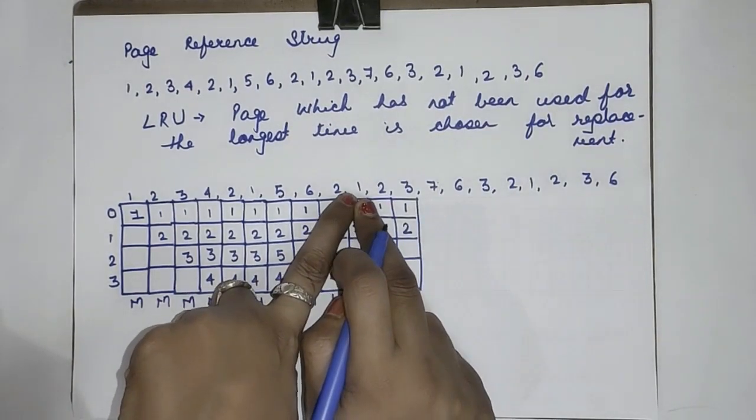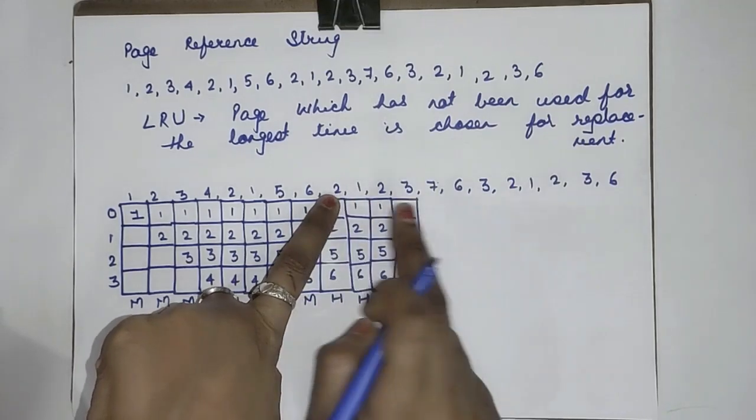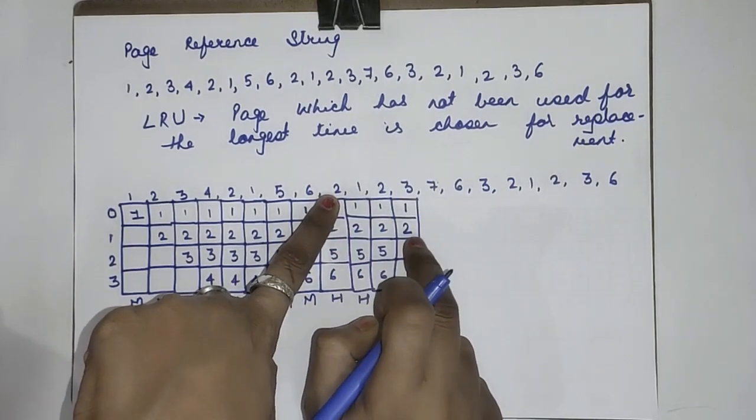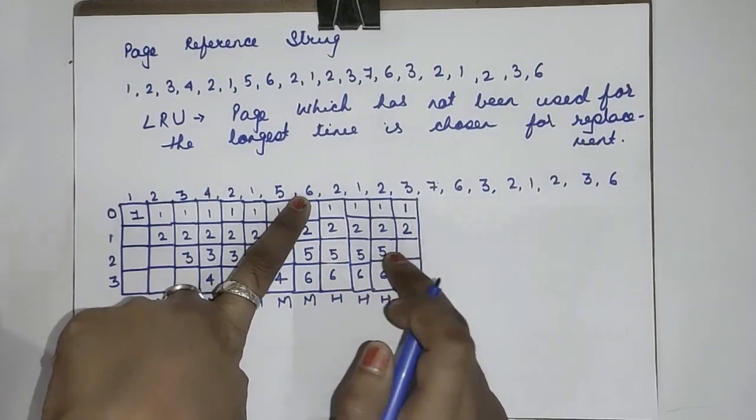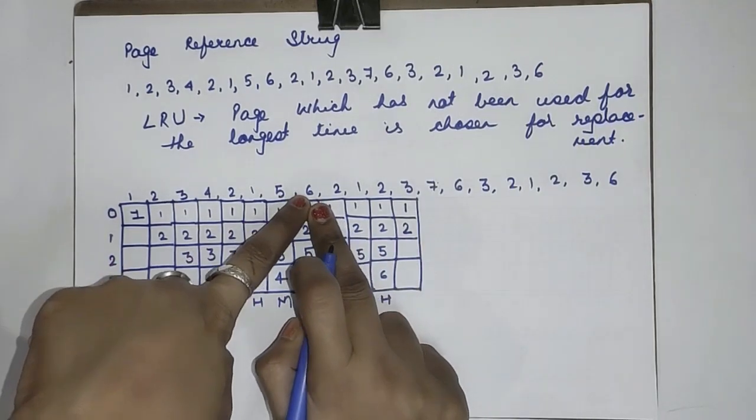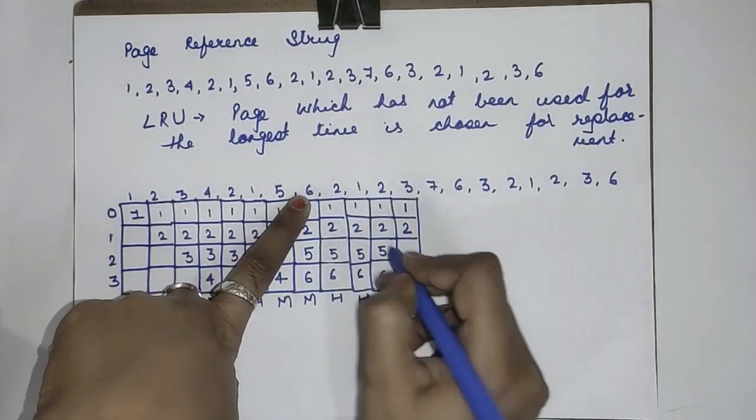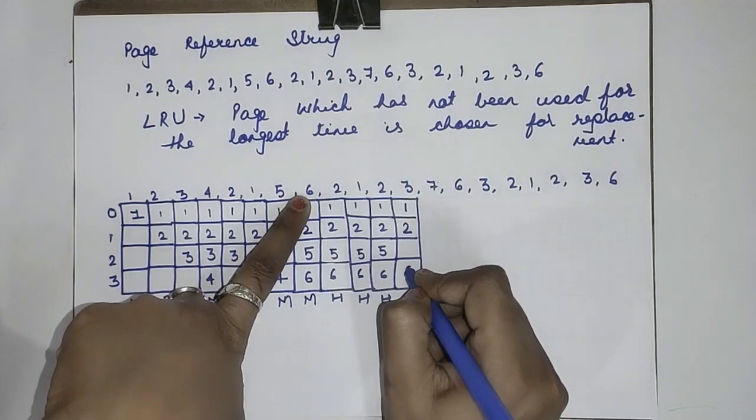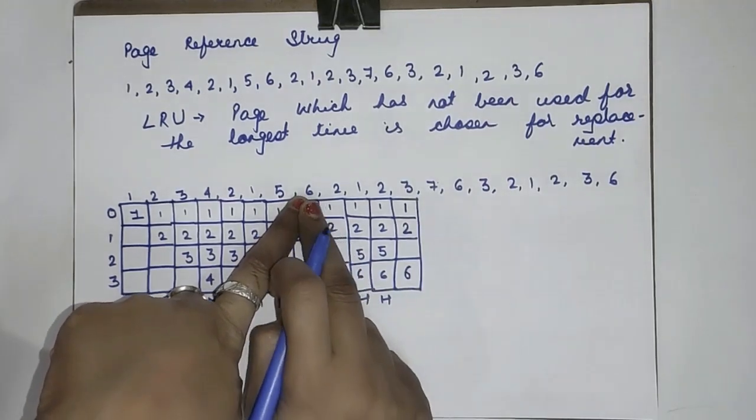So we are not going to replace 1. Next we have 2 again. So obviously I am not going to replace 2. 2 is the most recently used page. Next we have 6. So 6 is the third most recently used. So 6 will also not be replaced.